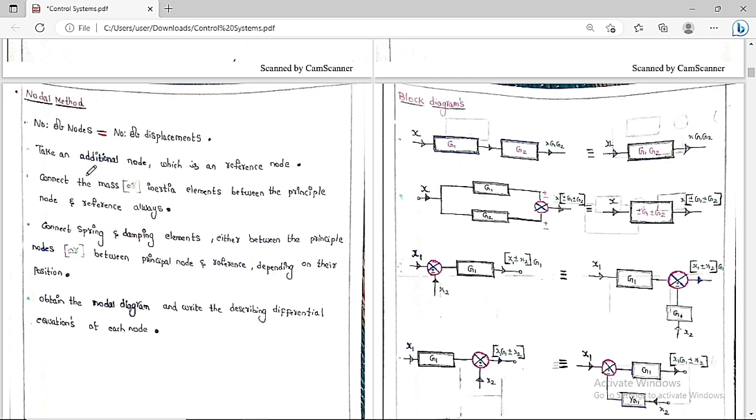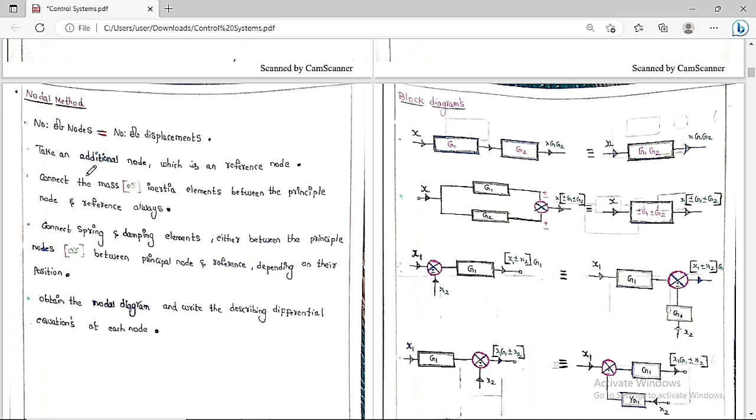So finally I am going to repeat this one. Basically with the help of this nodal method we are going to convert a very complex diagram into a very simple diagram. So from this, if you write the equation at each and every node, then we can obtain the equations in a much easier manner for this complex system. Always assume the number of nodes is equal to the number of displacements, and take an additional node which is a reference node. Always connect the mass or inertia element between the principal node and the reference node. And always connect the spring elements or the damping elements either between the principal nodes or between the principal node and the reference node, depending on the position.